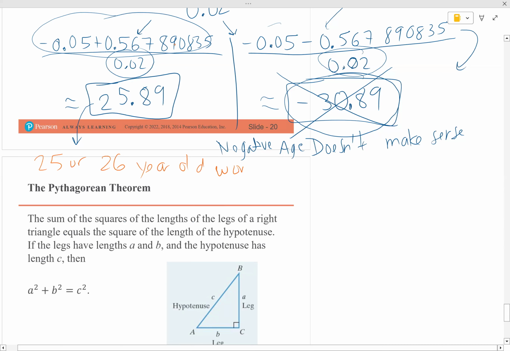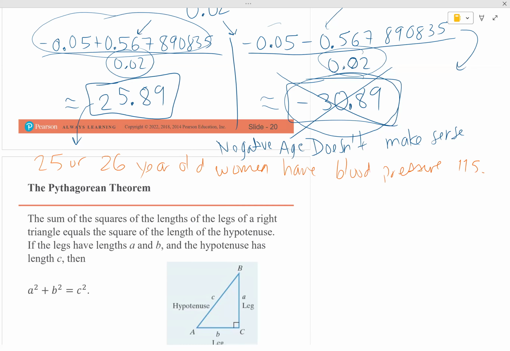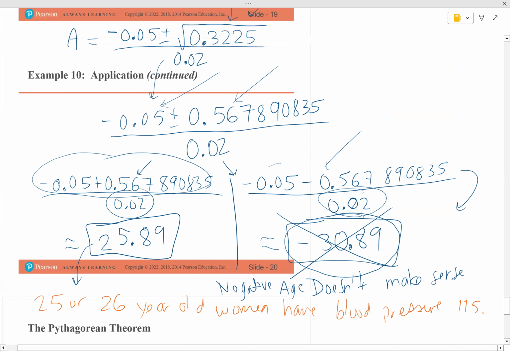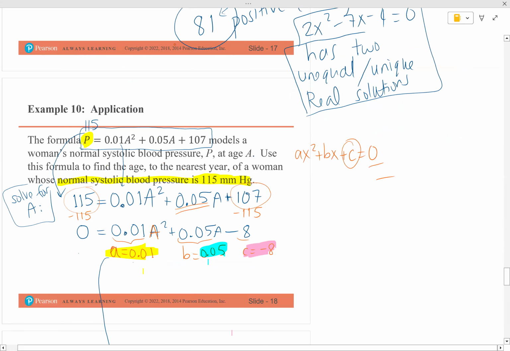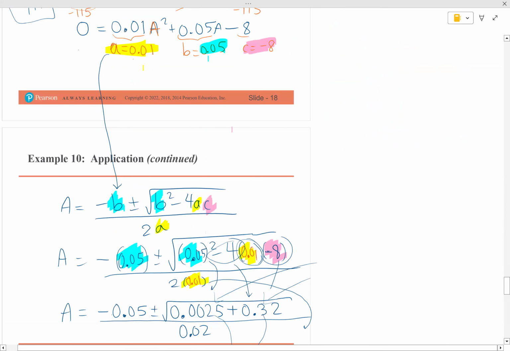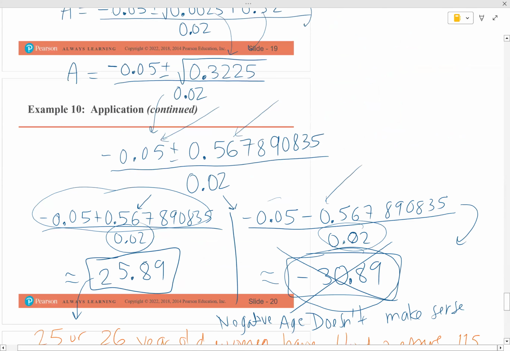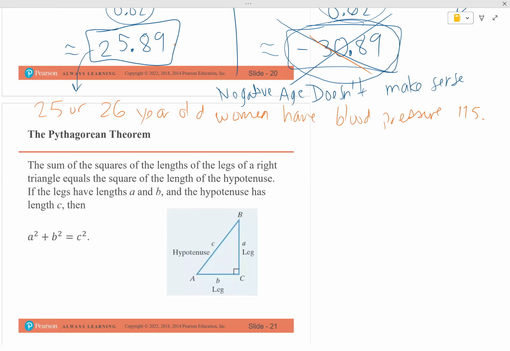I think it was women, or I can't remember if it was women or men or both, with blood pressure 115. Man, we started this problem so long ago, I forgot. Oh yeah, excuse me, a woman. There we go. Yeah, that wouldn't make any sense. Negative 30 years old, what the heck?